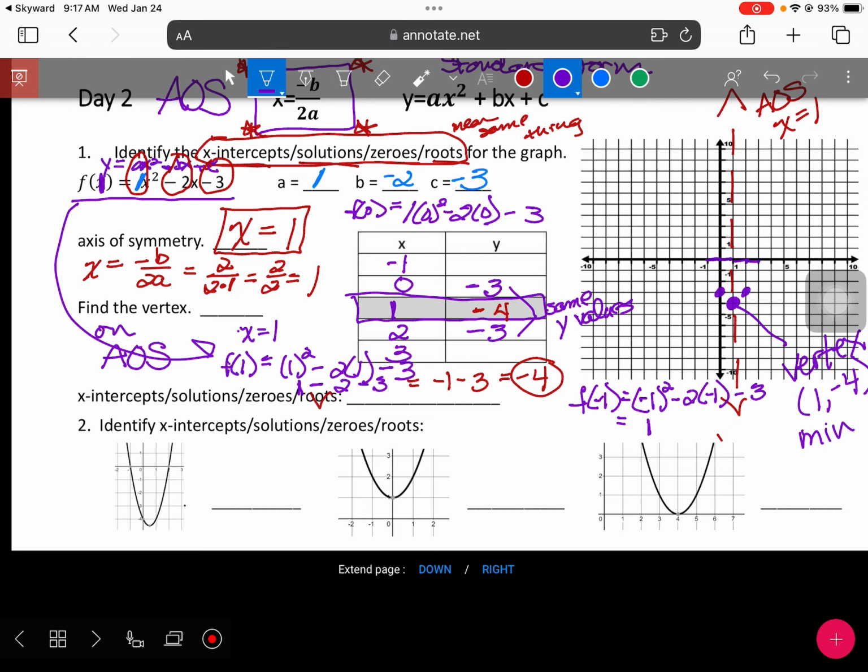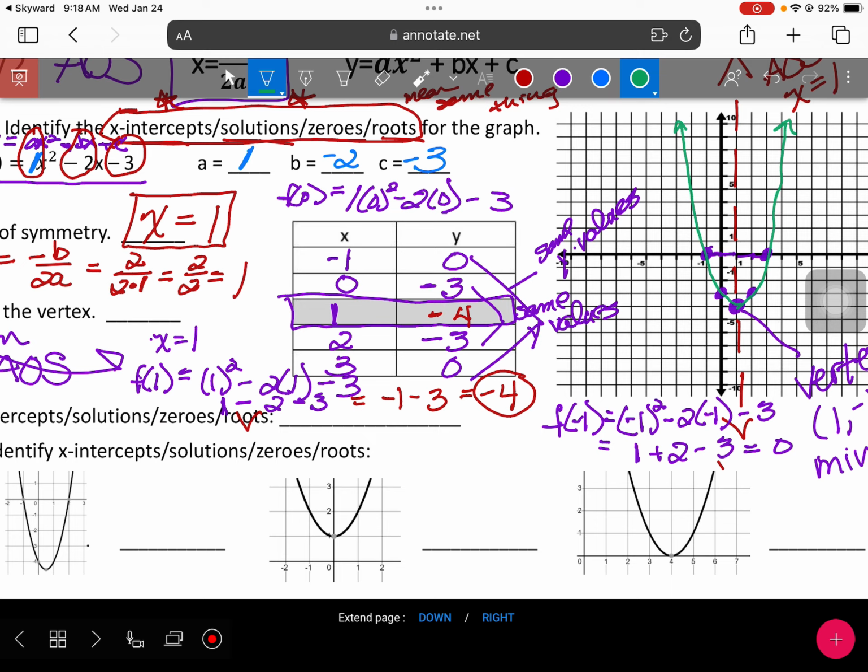Negative 1 times negative 2 is a positive 2, and then minus 3. Addition and subtraction, you go from left to right. 1 plus 2 is 3. 3 minus 3 is 0. So that means my point is negative 1, 0. And my y-coordinate for 3 is also 0. So they are going to have the same y values, because it's the same exact thing. It's like a mirror image on both sides. So now I have my parabola, and I can connect those 5 points. And there it is. Okay?